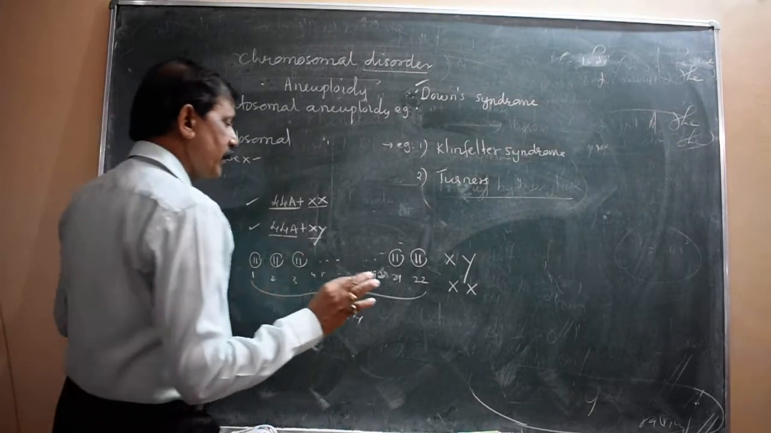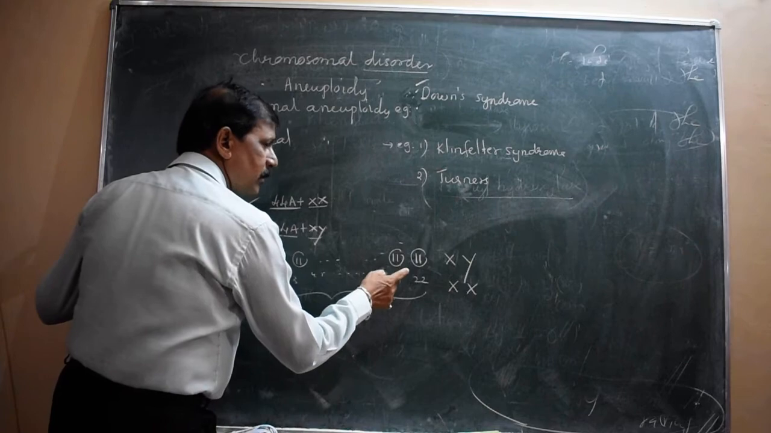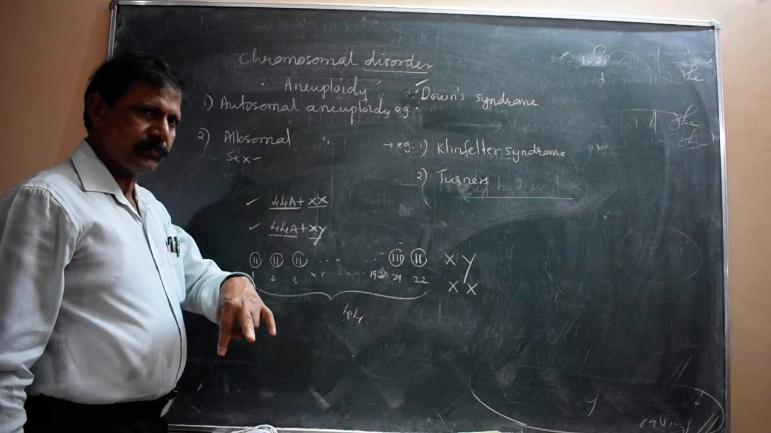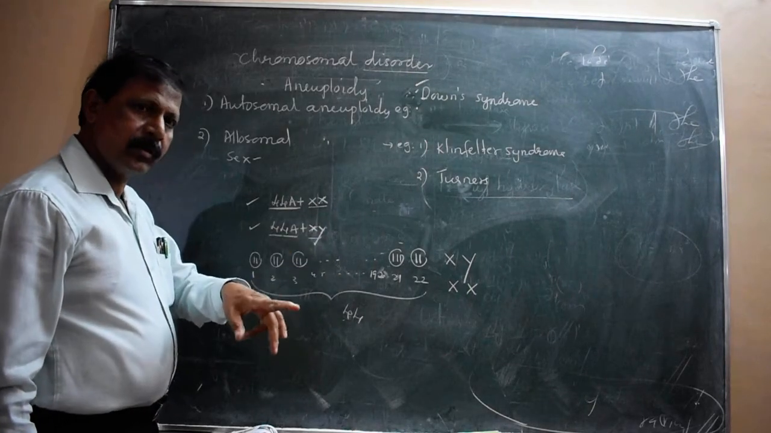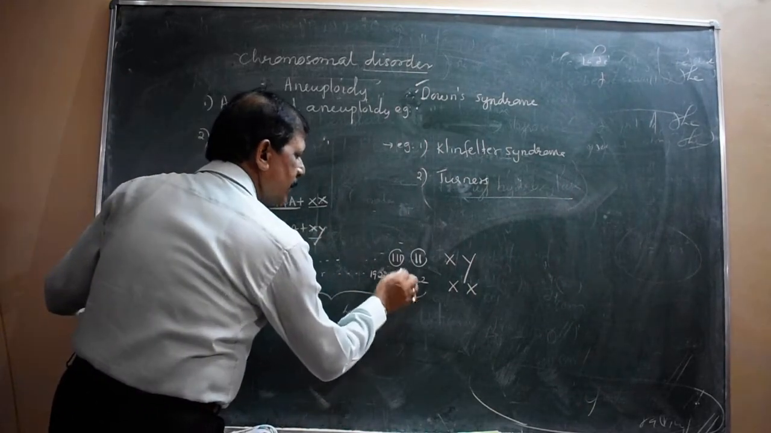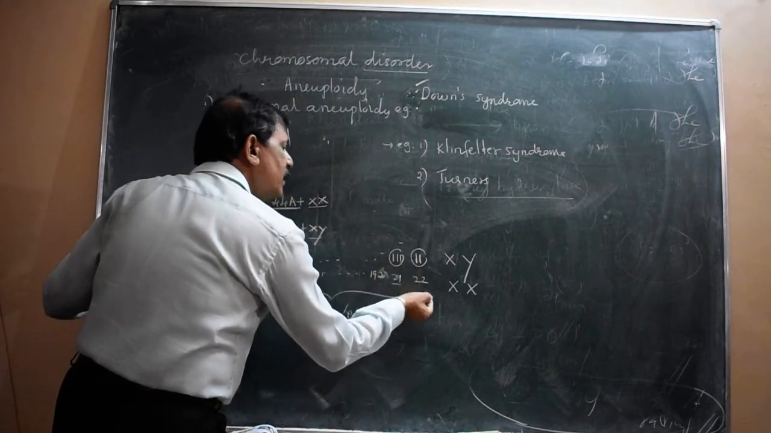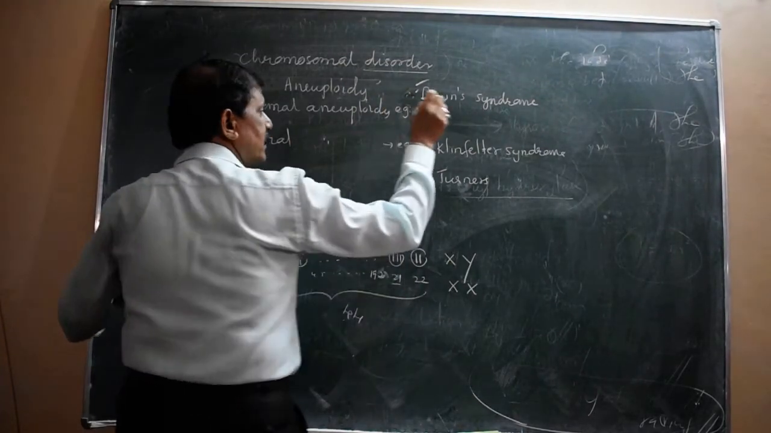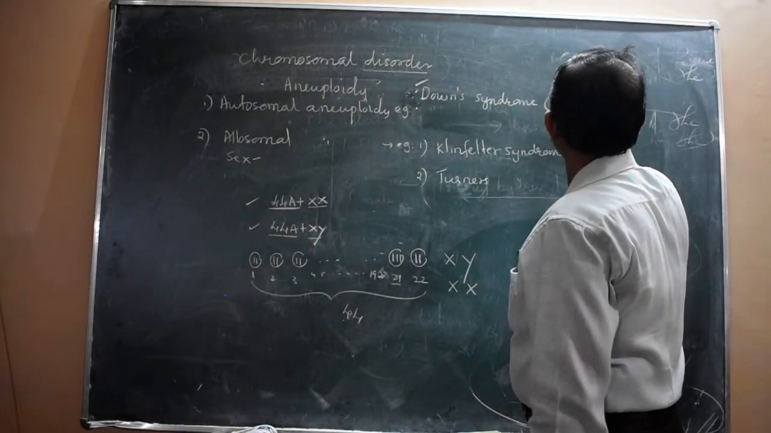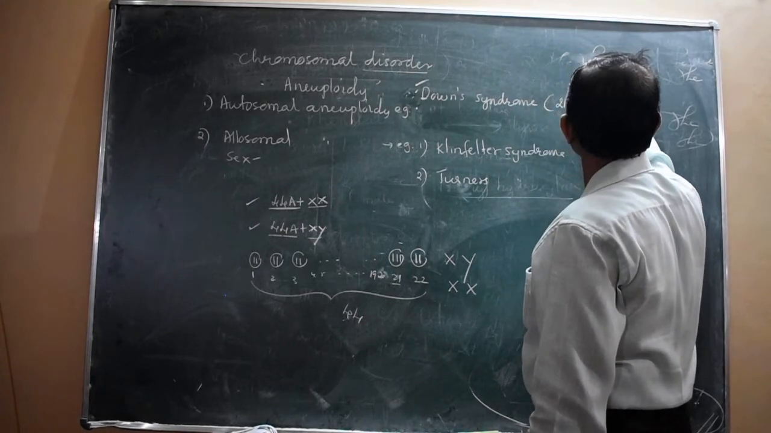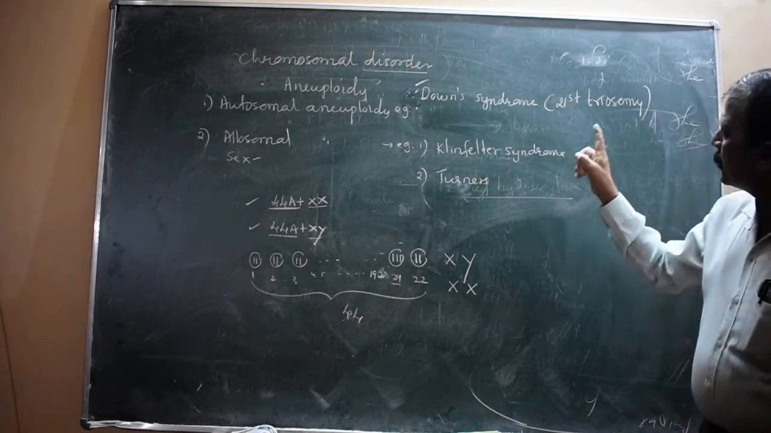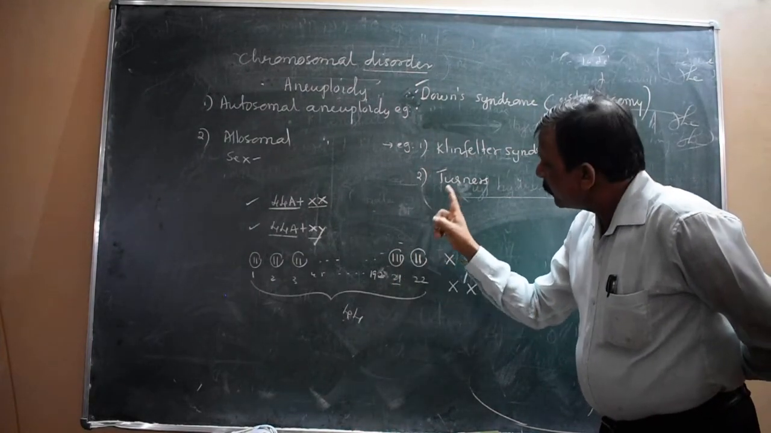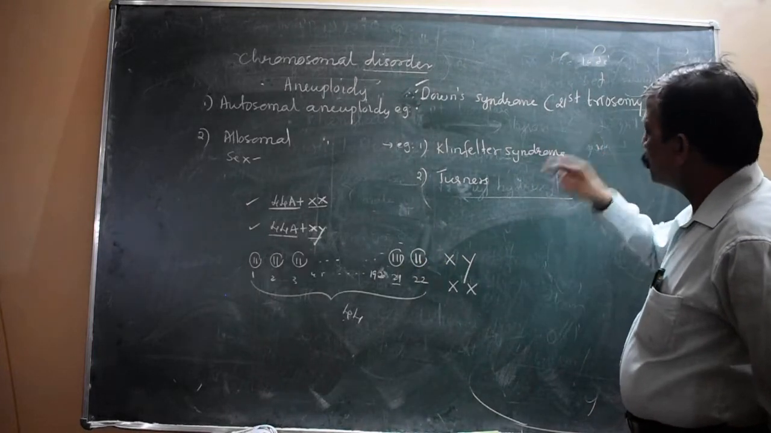See here, what happened? The 21st set has 3 chromosomes instead of 2. Got it? 3 chromosomes instead of 2. In the 21st set there should have been 2, but instead of 2 there are 3. That is why this is otherwise called 21st trisomy. The 21st set contains 3 chromosomes instead of 2.